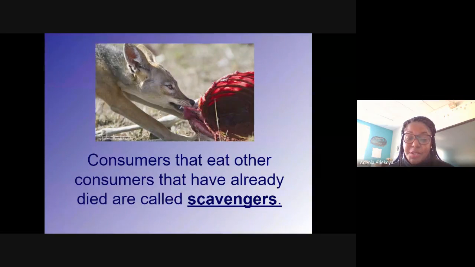Consumers that eat other consumers that have already been killed, or that are already dead, are called scavengers. Scavengers are searchers, all right? So they're only searching for stuff that's already dead.